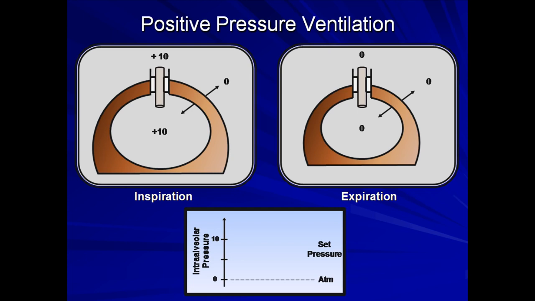You can see that application of a constant positive pressure at the beginning of inspiration results in the intra-alveolar pressure reaching equilibrium with it towards the end of inspiration. With release of that extrinsic pressure, the intra-alveolar pressure quickly drops back down to zero.